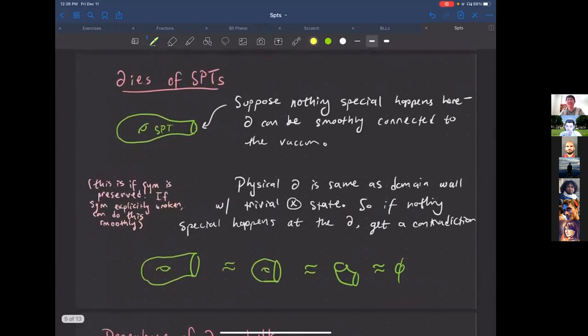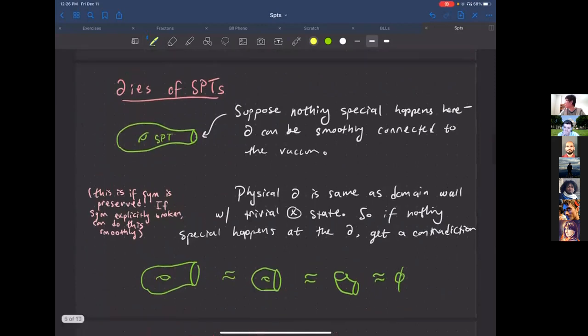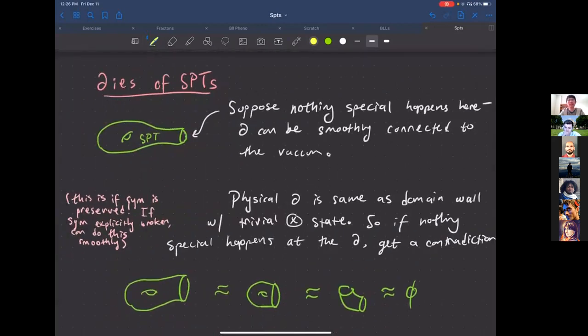One interesting thing about SPTs, where they become a little bit more interesting, is when you consider manifolds with boundary. So let's consider placing this manifold on the boundary. Now, when I add a boundary, the assumptions that I had earlier about the system being gapped and non-degenerate and boring, I'm going to make those assumptions in the bulk of the system, but I'm not going to make those assumptions on the boundary of the system.